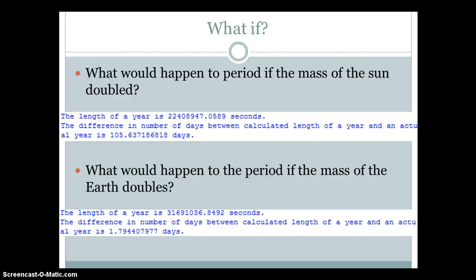My first what if question was what would happen to the period if the mass of the Sun was doubled. As you can see on the screen, when I applied the change to my code, I got a period that was roughly 1e7 smaller than my normal period, and the difference in the number of days between the actual and calculated length of a year was much larger. I'll explain why in 1 minute.